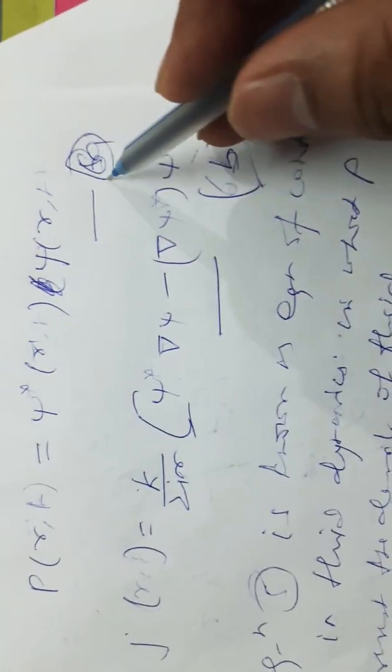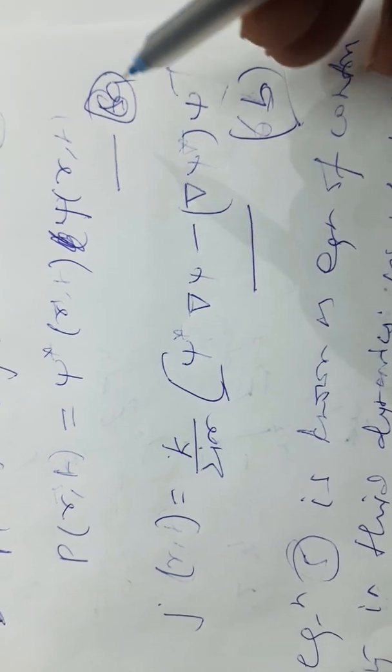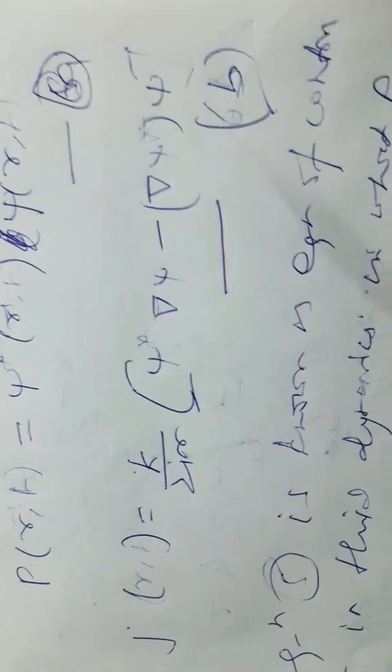It is therefore reasonable to interpret rho given by equation number 6a as the position probability density, in the sense that psi asterisk psi d tau will be the probability of finding the particle in the volume element d tau, and J given by equation 6b as the probability current density. 6a and 6b are very important.